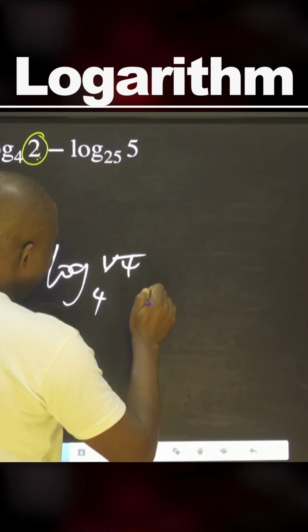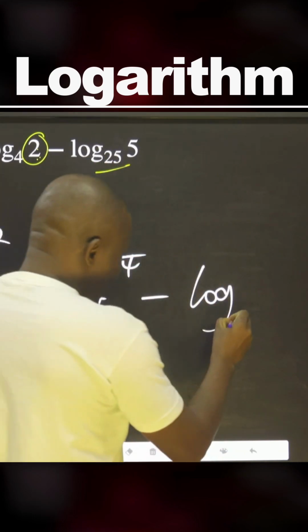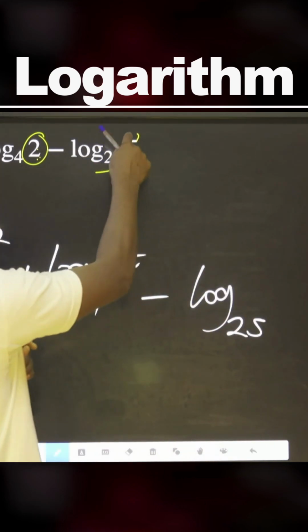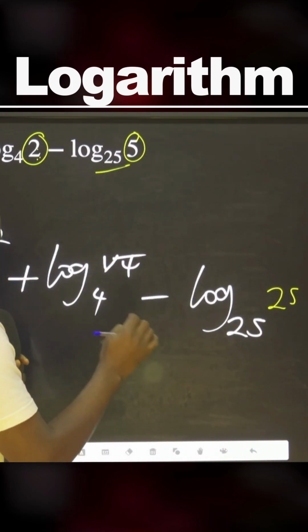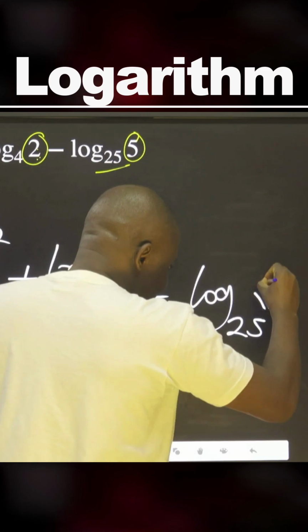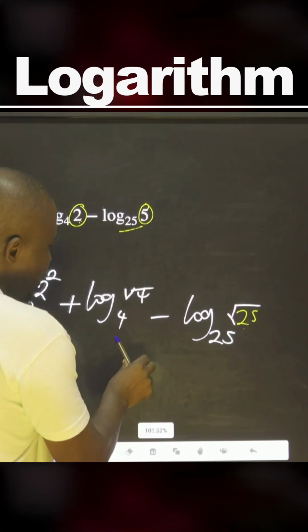We can move to the next log. That is 25. 5 is here. How do I make this one 25? So that 25 is to say the square root of this 25, which is 5. I have not changed anything.